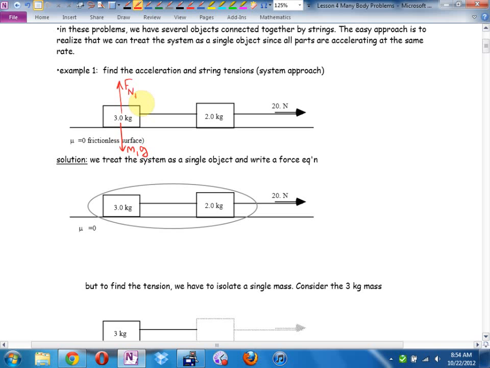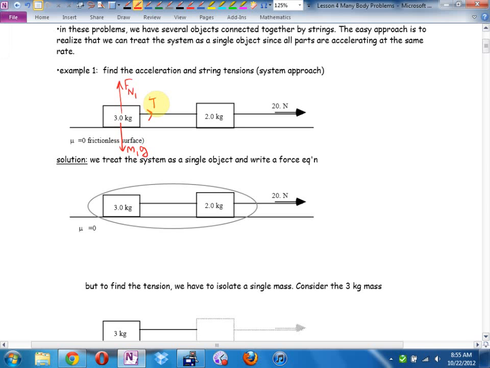Is there friction, by the way? And how can you tell? Look closely at the picture. Zero friction this time. We'll add friction later. There is one more force. Just tension, not the 20. Tension. The rope is what's pulling that guy forward.